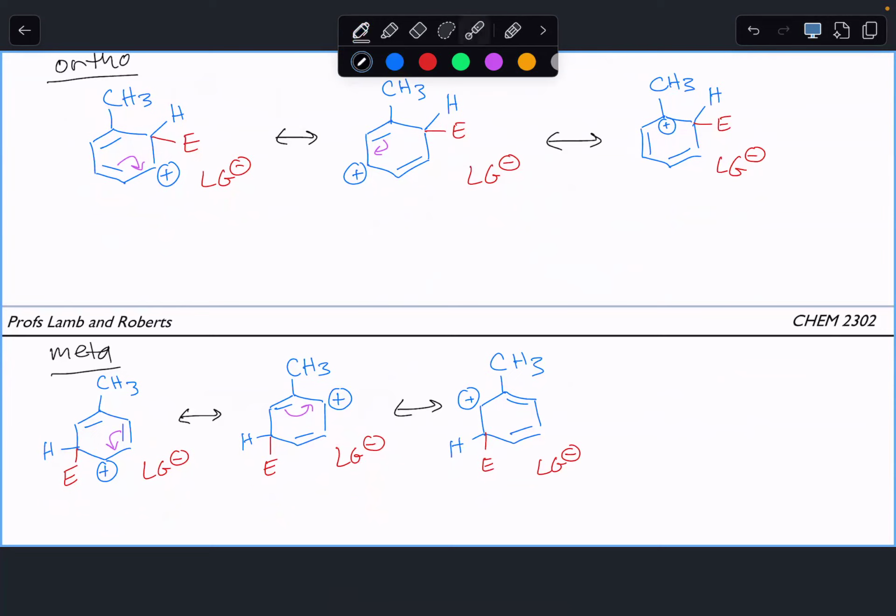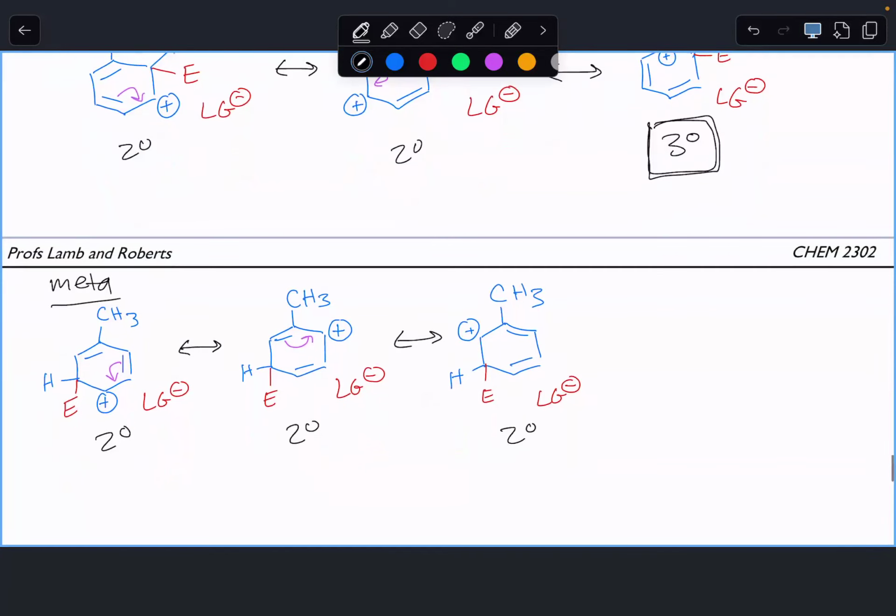So in my ortho, this first one, is that a primary, secondary, or tertiary carbocation? Secondary. Next one. Secondary. Next one. Tertiary. Okay. What about for meta? Secondary, secondary, and secondary, right? So the fact that we have a tertiary carbocation here gives us additional stability, right? Because tertiary carbocations are more stable than secondary.